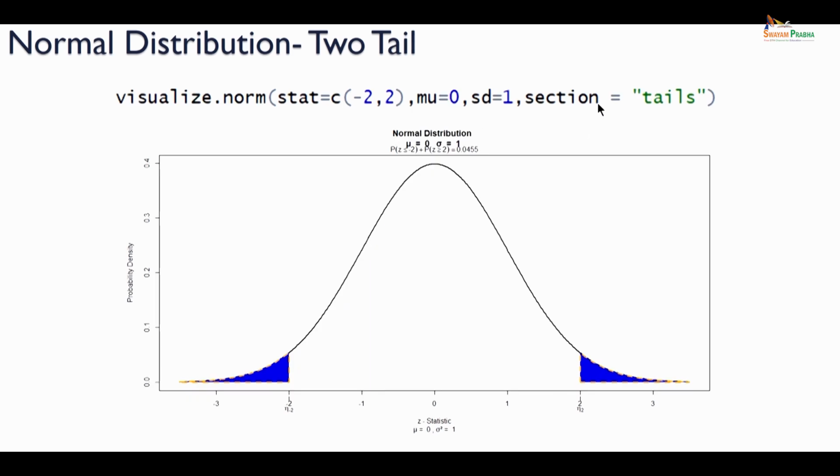Instead of section equal to bounded, if you give section equal to tails, then you will see the tails are highlighted and the corresponding probability is 0.045. The probability of getting a value less than or equal to -2 and greater than or equal to 2 is 0.045.